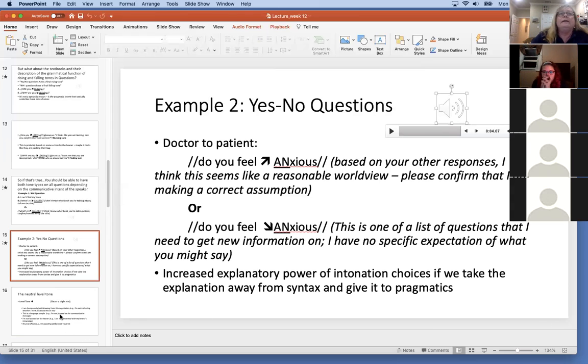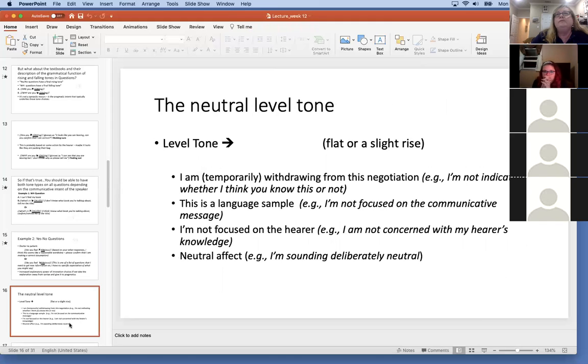All right, let's have a look at the final one, which is the level tone, right? So that can either be completely flat or have a slight rise on it, but not a big rise like a rising tone. So this is a little bit different from the rising and the falling, because as we said, it makes the assumption that you're not really interested in whether the speaker knows this or doesn't know this. And this could be for a whole variety of reasons, right?